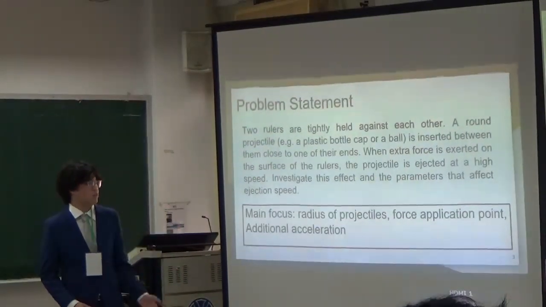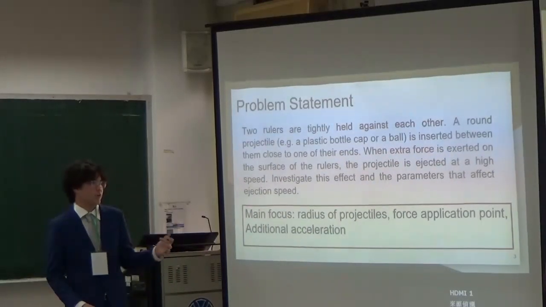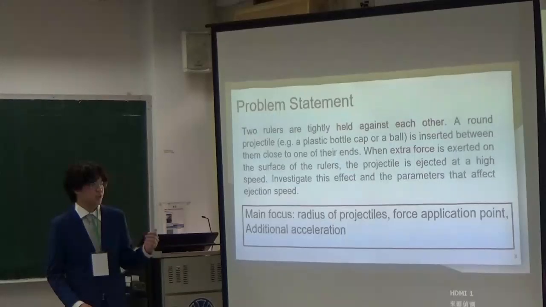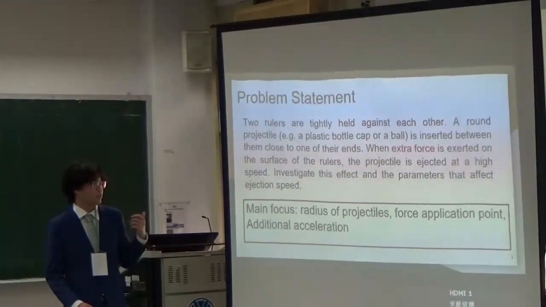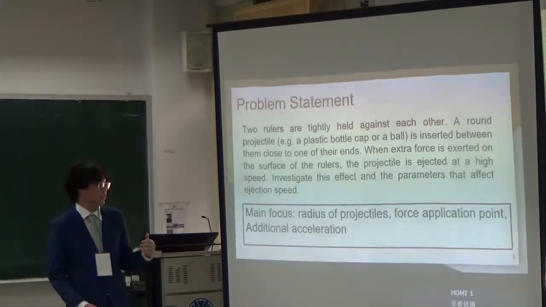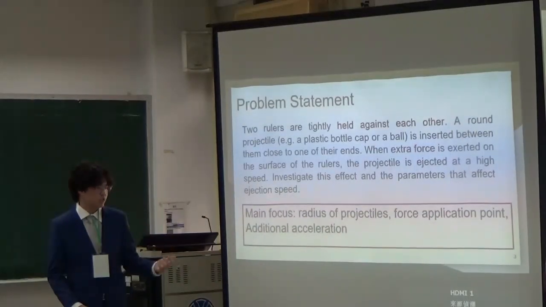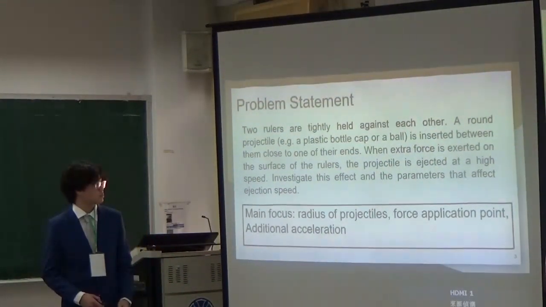And this is the problem statement. Two lures are tightly held against each other around a projectile, such as a plastic bar cap or bow, inserted between them close to one of the ends. When extra force is exerted on the surface of the lures, the projectile is ejected at a high speed. Investigate the effect and the parameters that affect the ejection speed. Our main focus is the radius of the projectile, the force application point, and the additional acceleration.